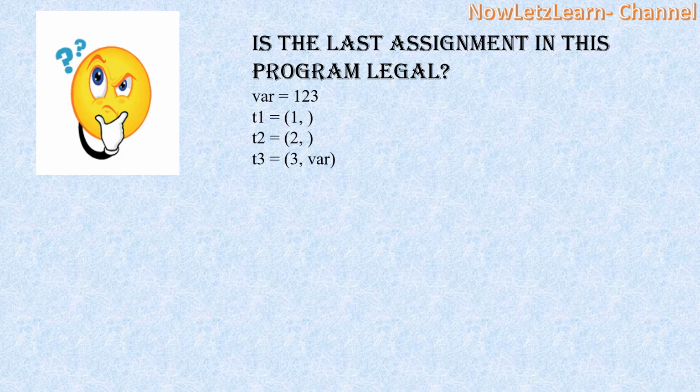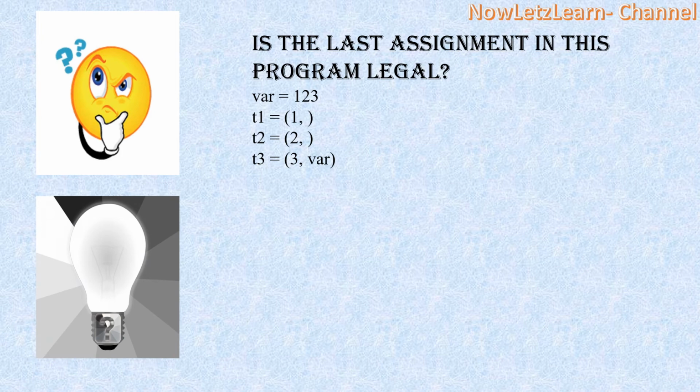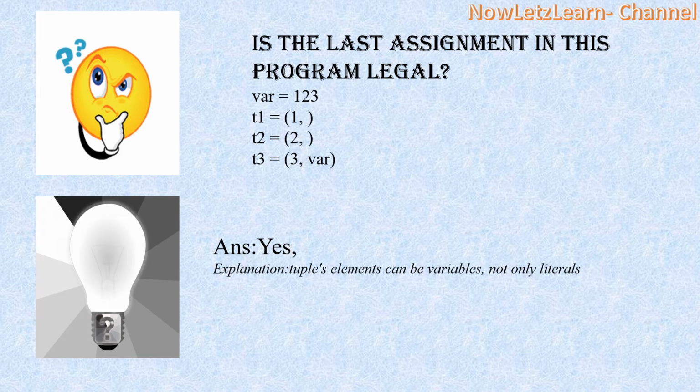t3 is also a tuple, but here it's interesting. 3 is fine, comma var. var is not a string, it's a variable. So will it show an error? Will it accept it? Let's check this out. Well, it accepts it. That's because tuple elements can be variables as well. It's not mandatory that you have to give just the value. You can also give a variable, and that's one of the key features of tuples in Python.